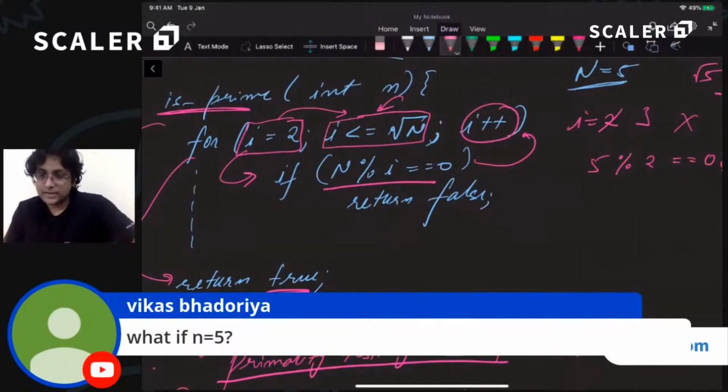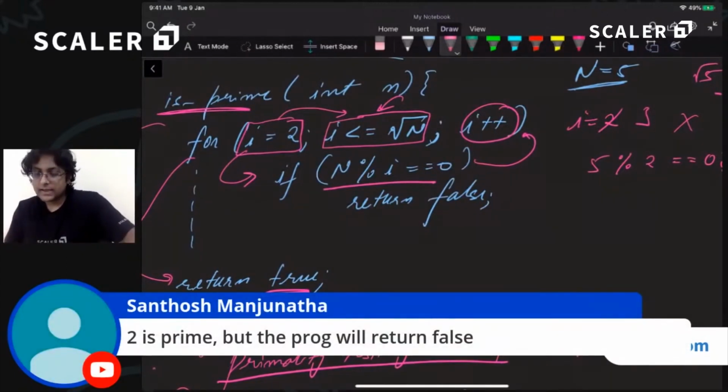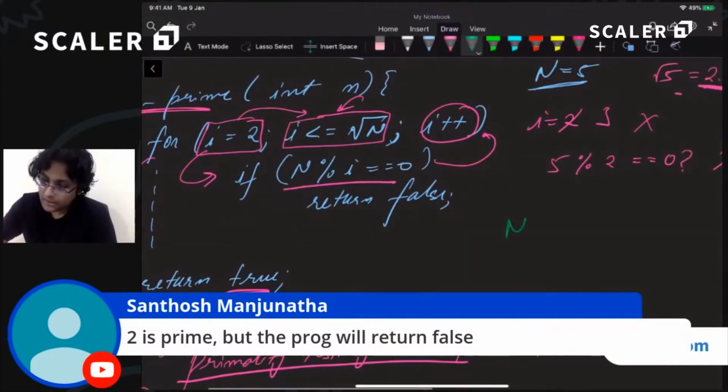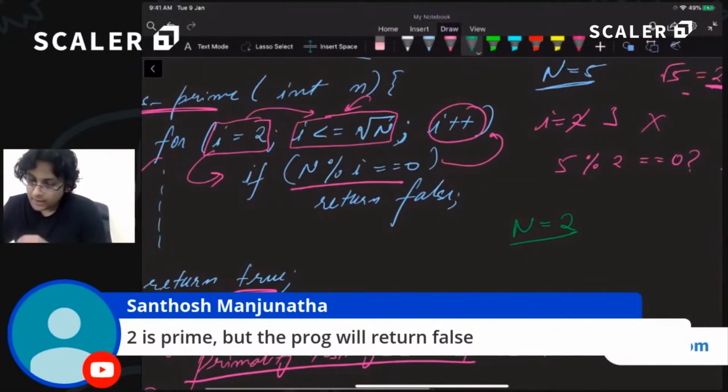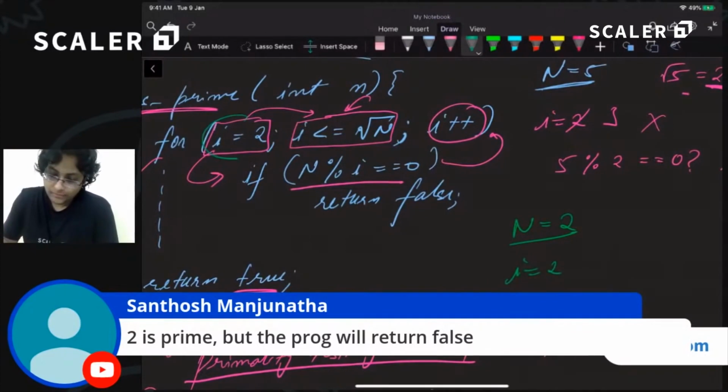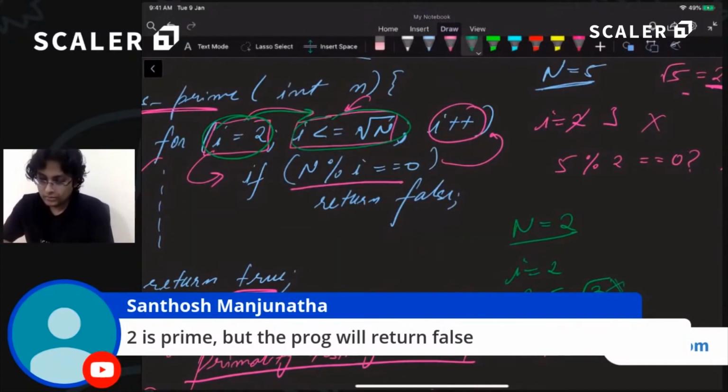Santosh has another question. Santosh says, what if we check with n equals 2? What happens when n equals 2? Won't this program return false? Let us see. When n equals 2, we start with i equals 2. Then we move on to the condition. We check if 2 is less than or equal to square root of 2. Is this true? No, it is not true.